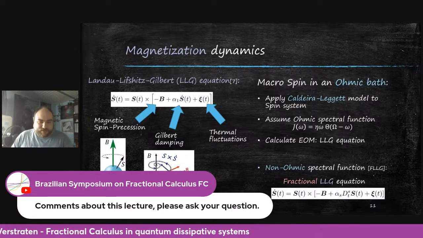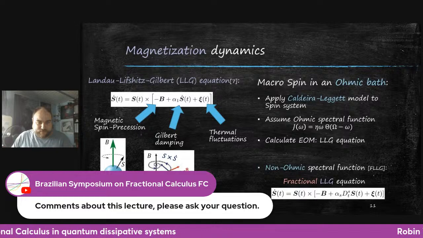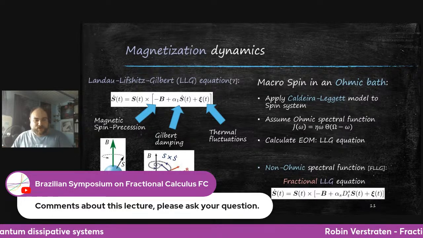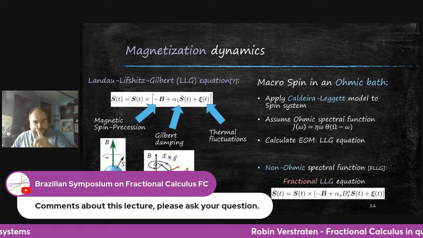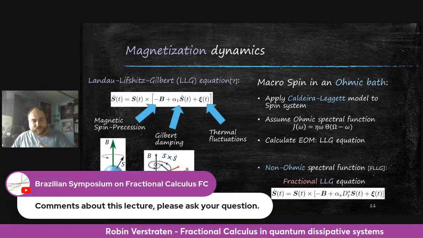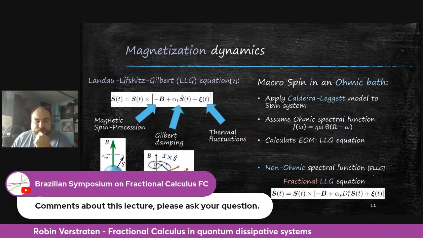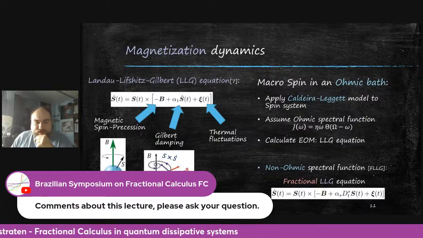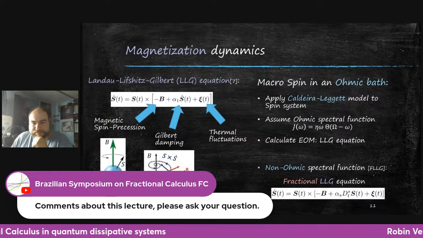So what you see, there's certain effects. So first of all, we have spin precession, where if you apply a magnetic field, then a spin will start precessing around it. Then there's Gilbert damping, which will slowly align the spin to the magnetic field. And finally, we have thermal fluctuation.